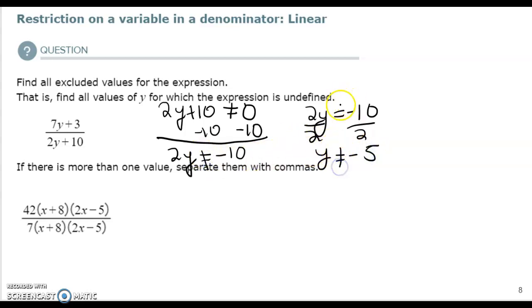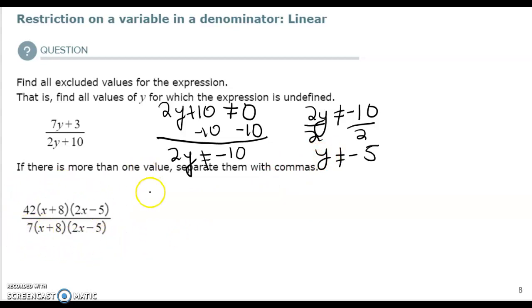So I do not know how Alex will ask you to enter it. The excluded value is y equals -5, but y cannot equal -5. Depending on how it asks you to enter it, go ahead and think about that. If there's more than one value, separate them by comma. So go ahead and do this bottom one.